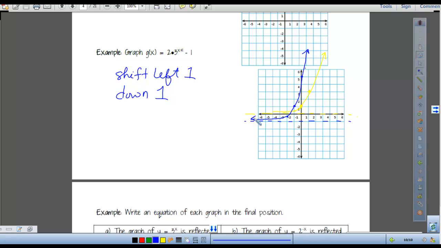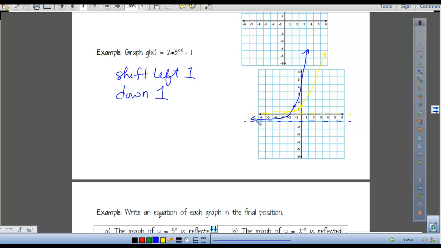Well, not just positive, but because it's greater than 1. If this had been a 1/2, then we would compress it towards the x-axis. Okay? But it should feel like it's been stretched out vertically a little bit more. Okay? All right, other questions? All right, very good.